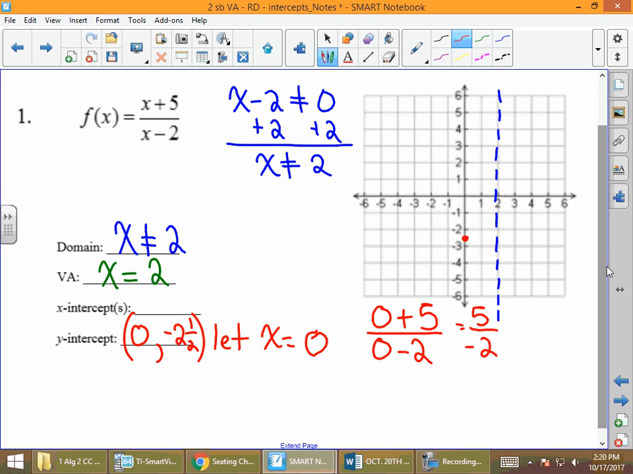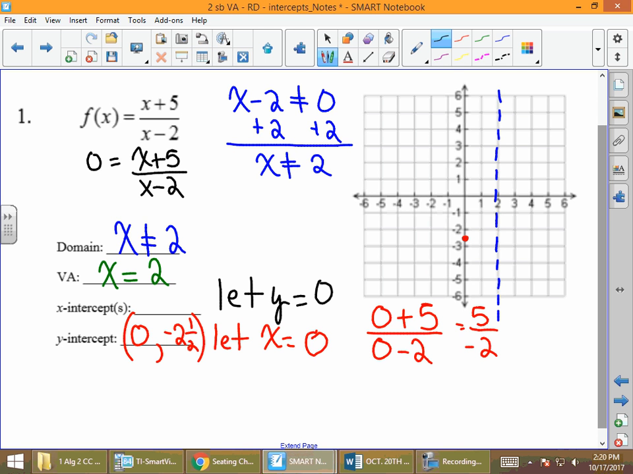Well, it's a little bit more difficult to find the x-intercept, but not too bad. To figure out the x-intercept, what we do is we let y equal 0. Remember that f of x is another way of writing y. So when we put this back in here, we get 0 equals x plus 5 divided by x minus 2, and I'm going to run out of space.